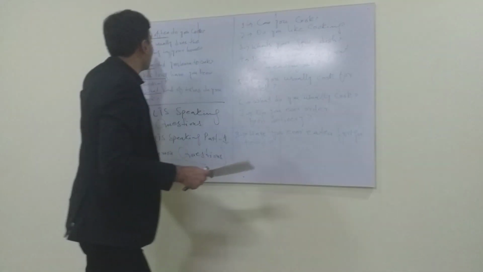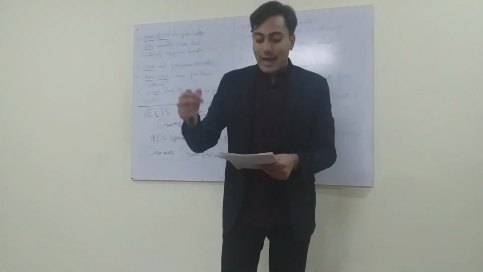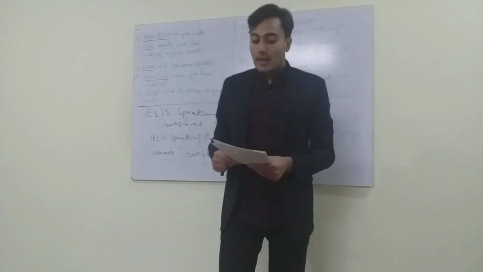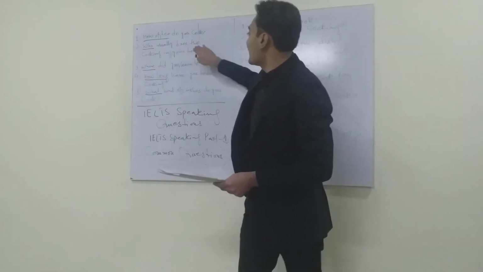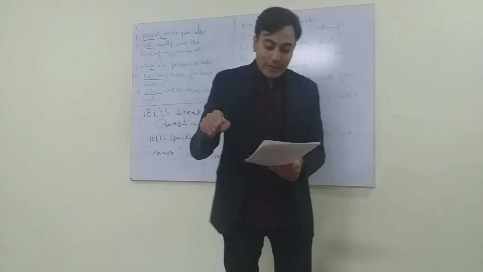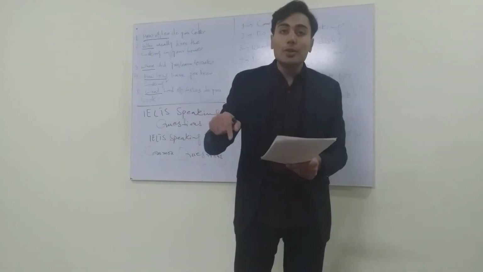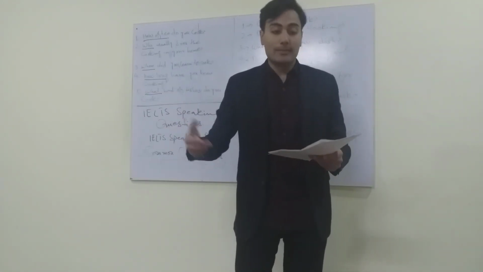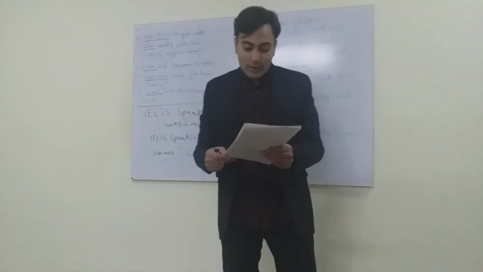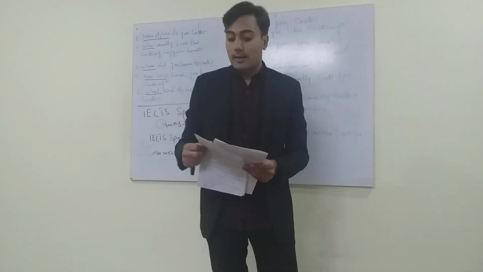So for example, the first example is: how often do you cook? This is looking at frequency, the number of times you cook in a week or in a month. The second example is: who usually does the cooking in your home? This refers to the person, either you or someone else in your family. The third question is: where did you learn to cook? This refers to a place.